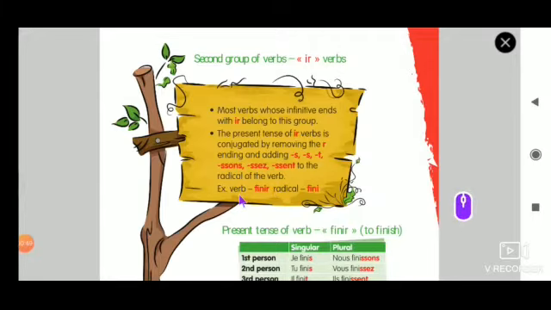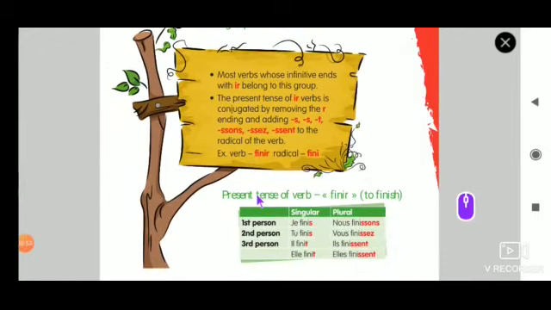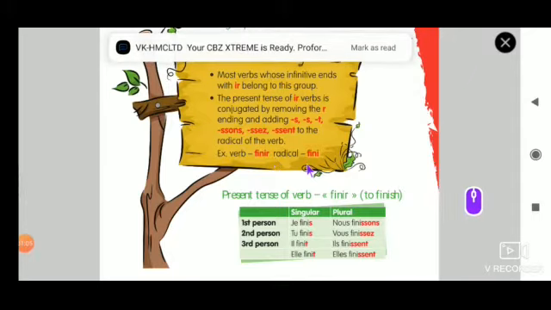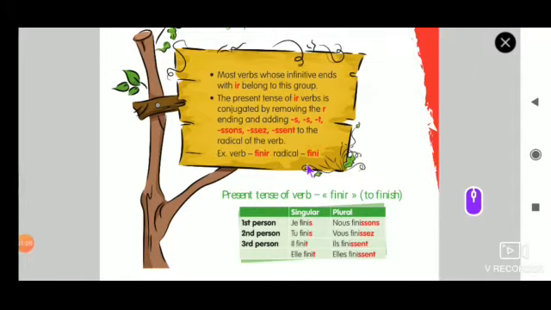Okay, so here's the verb. The radical is fini, and they are just taking out the R. Last year we taught taking out the ER, IR and RE and adding the ending. This is a small change: take out the R alone, and what is left is the radical, that is fini. To the radical you have to add S, S, T, SSONS, SSEZ, SSENT.